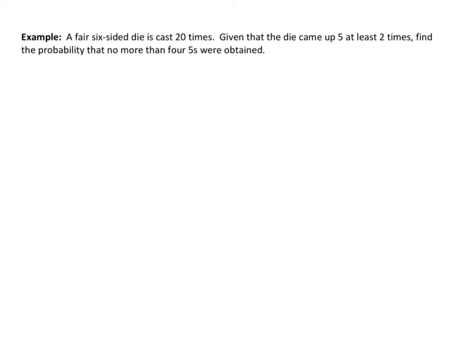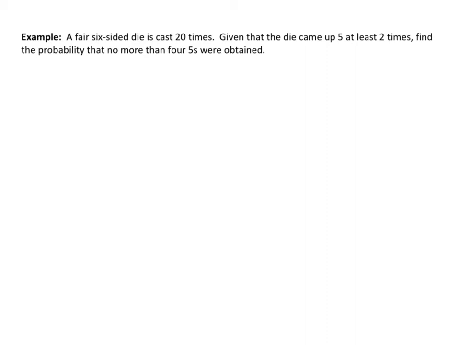So here's one that should be fairly similar to the previous problem, and I want to give you a chance to try it on your own. These can sometimes be confusing, especially when there's dice, because there's a bunch of numbers floating around. A fair 6-sided die is cast 20 times. Given that the die came up 5 at least 2 times, find the probability that no more than 4 5s were obtained.